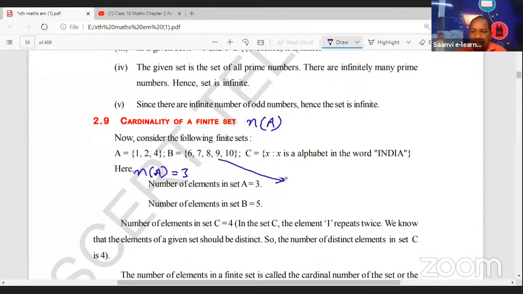5 elements are there. So what is the cardinal number of set B? Cardinal number of set B we denote by n of B. Cardinal number of set A we denote by n of A. But here set B is given, so cardinal number of set B we denote by n of B. n of B means the number of elements in set B. So here how many elements are there? 5 elements are there. So the cardinal number of set B is 5. It means n of B is equal to 5.